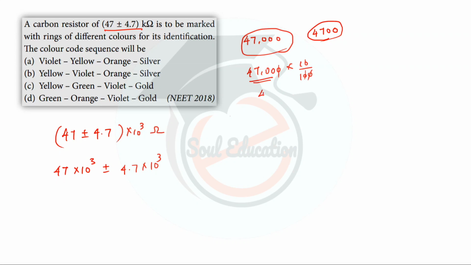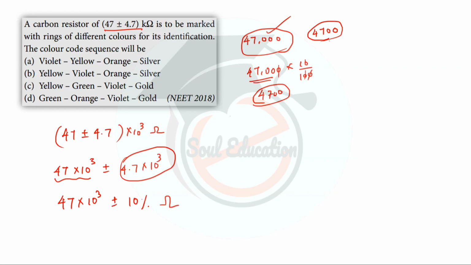So what is 10%? 4,700. Correct? So this 4,700 is 10% of the total value. Correct, so this is my total value. 10% of it is 4.7 × 10 to the power of 3. So we can write this as 47 × 10 to the power of 3 plus or minus this 10%. So 10%, isn't it?